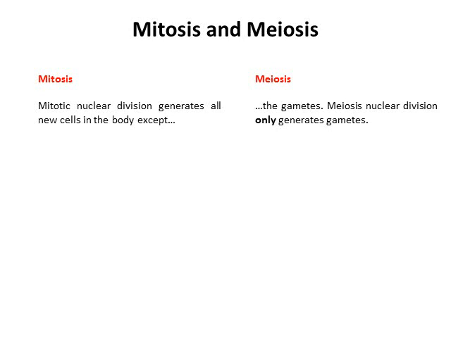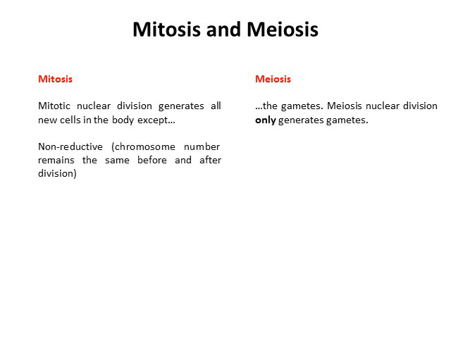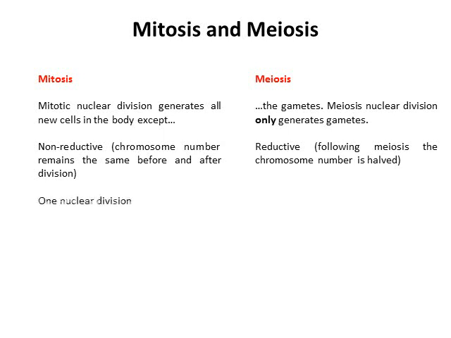So from the top we can see that meiosis is a very specialised process. It's not going on all over the place, it only goes on in one particular cell type in the body. Mitosis is non-reductive, so the chromosome number remains the same before and after the division process. Meiosis is a reductive division, so that's to say that once meiosis is finished, you end up with half the number of chromosomes that you started with.